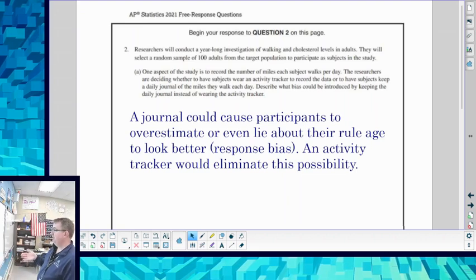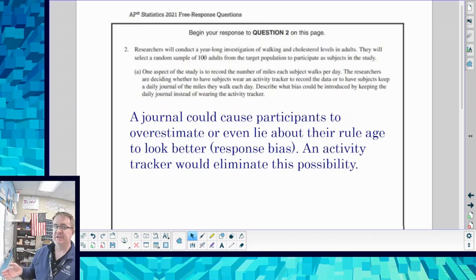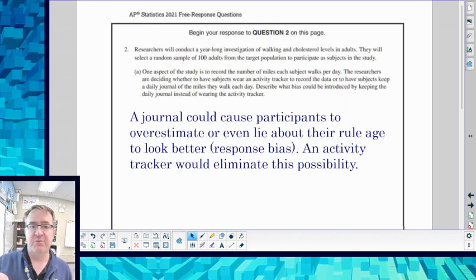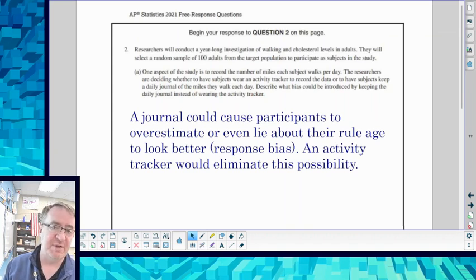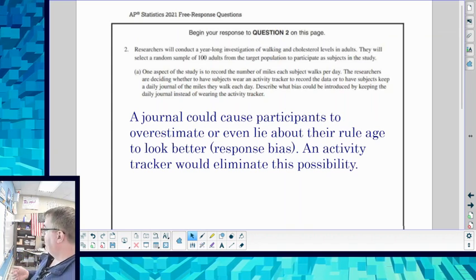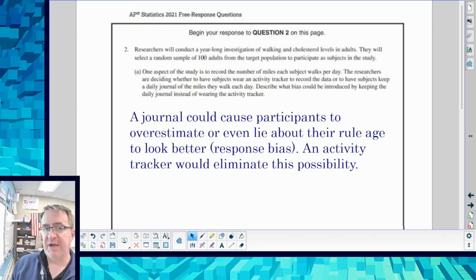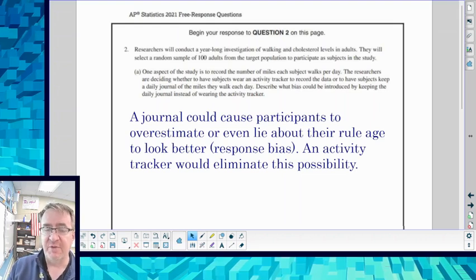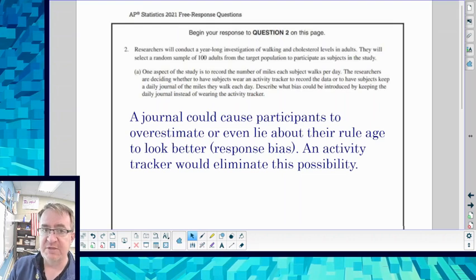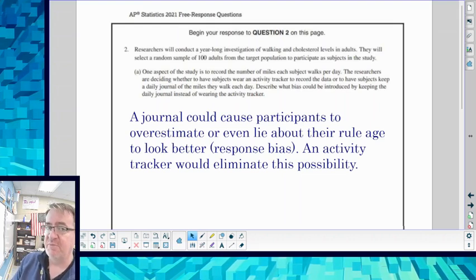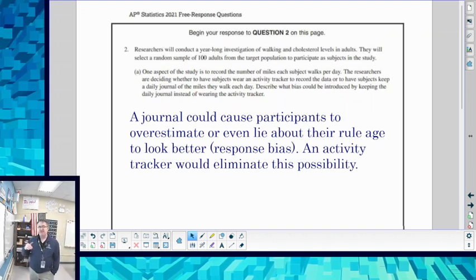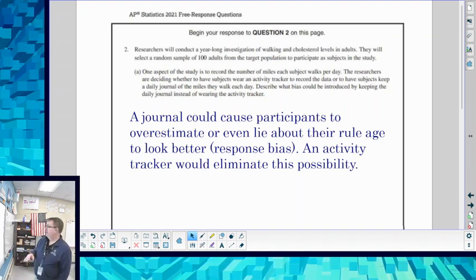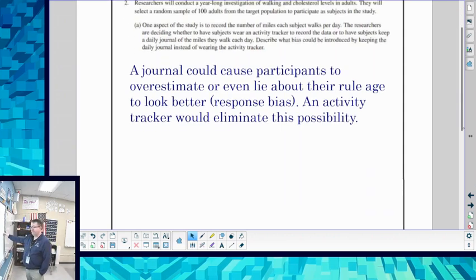And obviously, the biggest issue with the journal is, I guess, authenticity. The journal would allow people to lie, or change things they may not remember correctly. So there's going to be some sort of response bias, and you do need to probably mention that in there as a reminder. Don't say response bias unless you know it's response bias. If you're not sure what it is and you guess, that could be even more deadly than just not saying anything. An activity tracker would eliminate the possibility of cheating, and so that would be helpful for that.